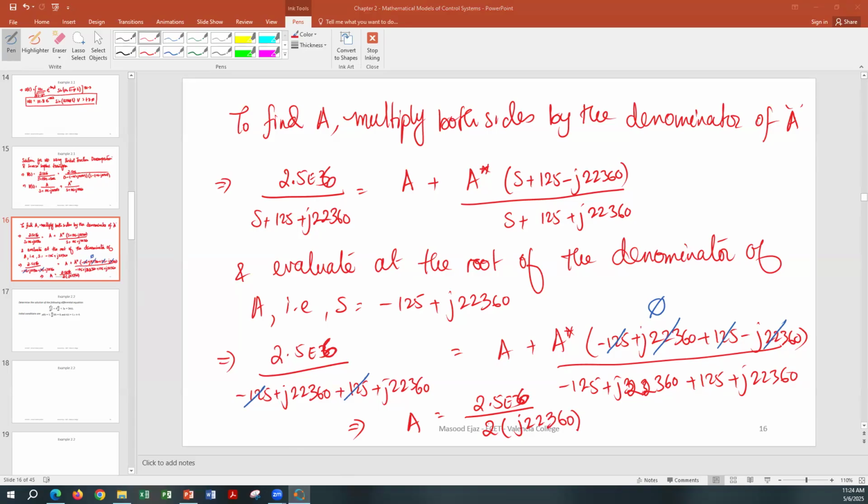So A is 2.5 exponent 6 divided by 2 times omega n, right? Omega n times j. So this is going to give me negative j 55.90. I want to separate this so that people don't get confused. So this is one part. Let's see if you're getting the same result.